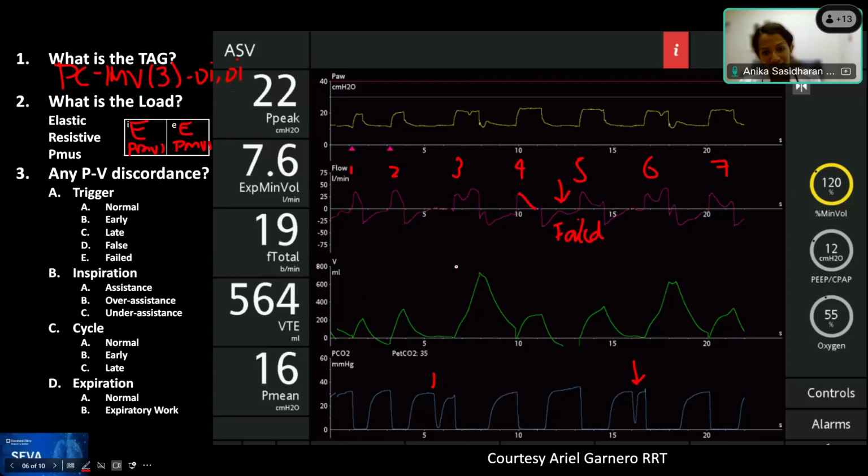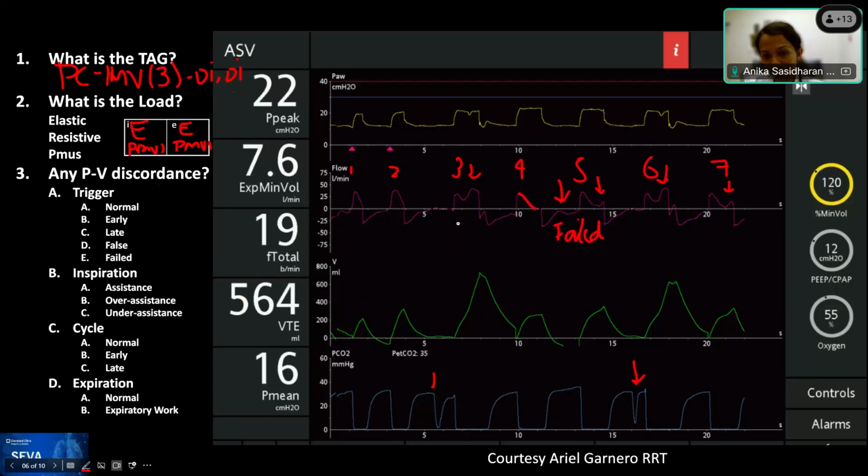What about anything else? Any other trigger discordances being seen? Sherry sees an early trigger. All right. Yes. So breaths 3, 5, 6, and 7, both on the flow waveform as well as the pressure waveform, we're able to see a deviation in the waveform. So a mandatory breath followed by evidence of patient effort, pointing towards an early trigger.